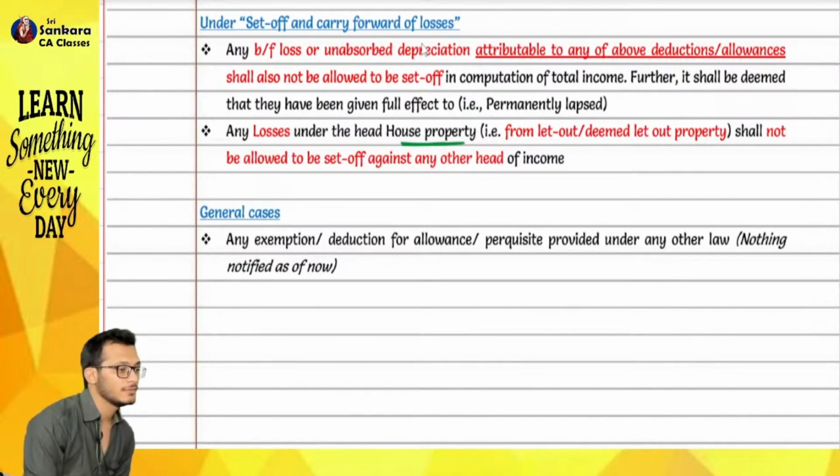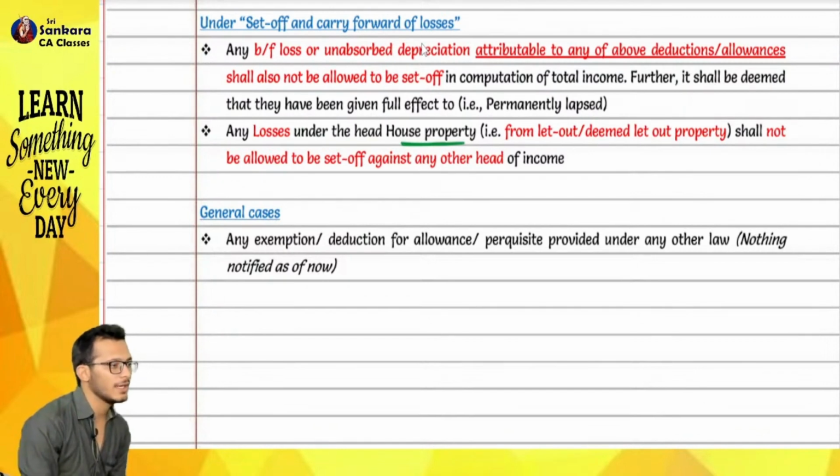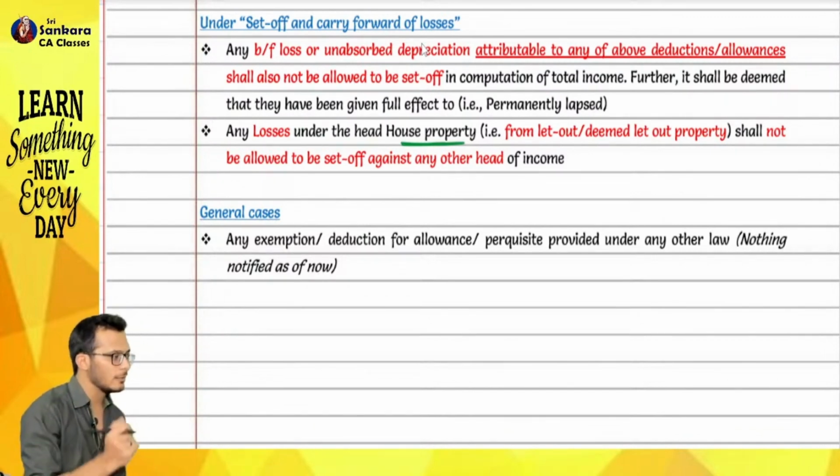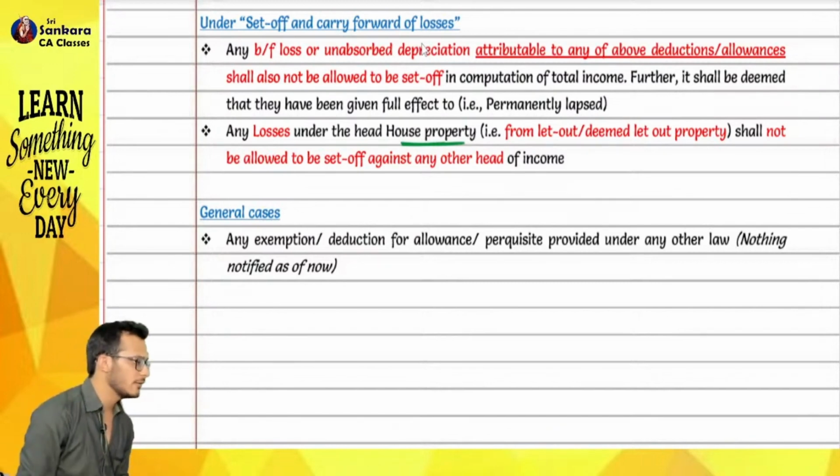SOP or LOP? LOP. Why? SOP is zero, as we said at the start. We have already told SOP is zero, which means the only loss you can have is LOP loss. If you have a loss from LOP, that can only be set off against LOP income, and cannot be set off against any other head of income.